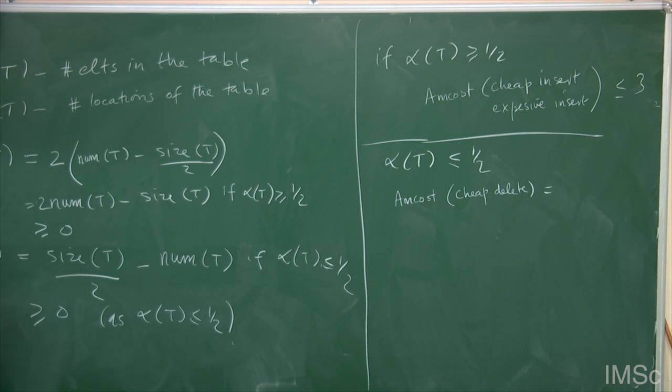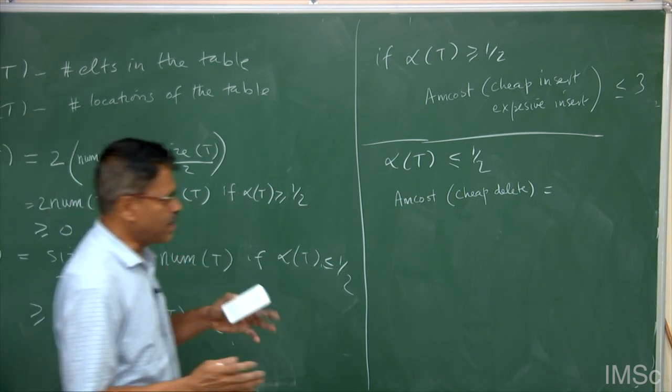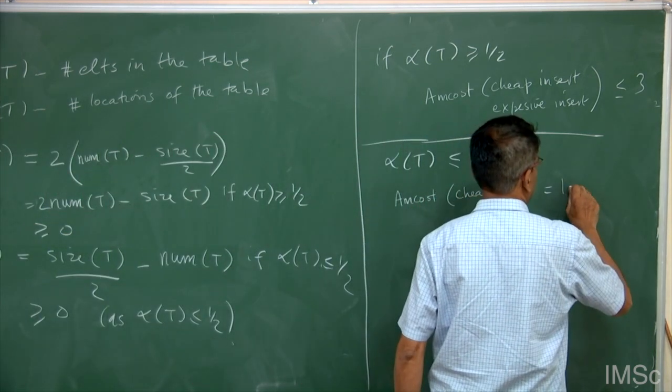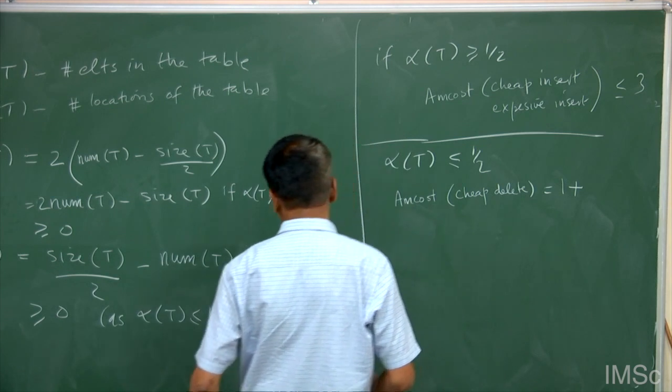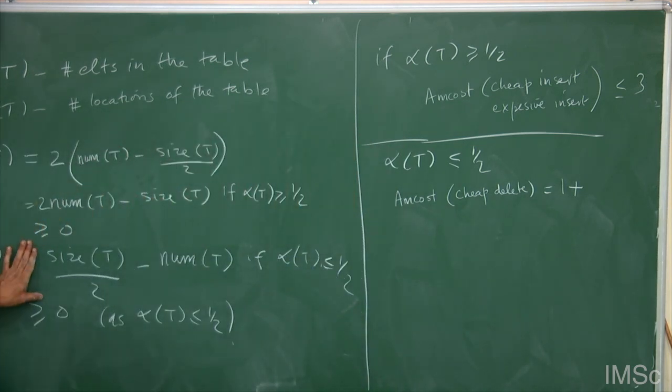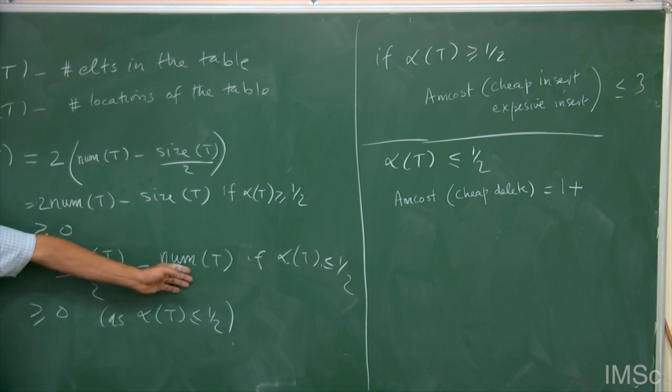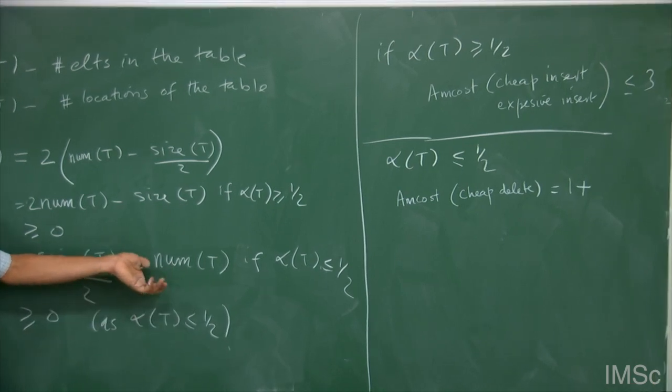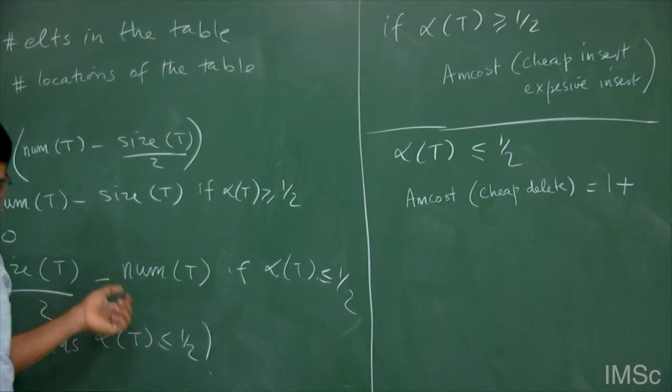So what is the actual cost? It's a cheap delete, so 1 unit. We just delete that element, we don't have to do anything, no shrinking happening. 1. And what happens to the potential difference? We are in this case, right? Size of table doesn't change, so it cancels out. But number of elements decreases by 1. So the difference would be, it's a minus, so it's plus 1.